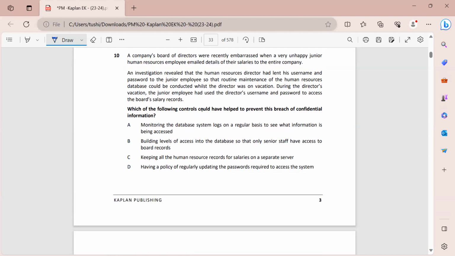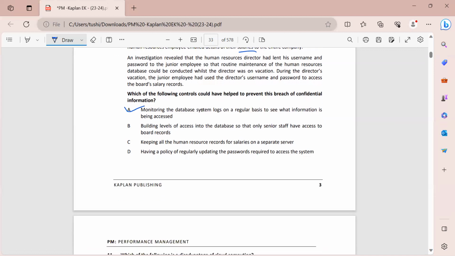Monitoring the database system logs on a regular basis to see what information is being accessed. Definitely, why? Because if this monitoring was in place, they would have known that the HR director's account was being accessed while he was on vacation, and that the confidential information about their salaries was being accessed, copied and pasted somewhere else. So definitely this will help.